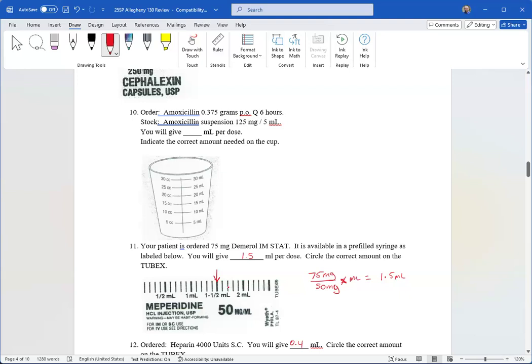So let's look at this one. This is considered a two-step because the order's in grams, but the available's in milligrams. So I'm going to convert that by just moving my decimal point over. So 375 milligrams, and then I'm going to take my 375 milligrams over my 125 milligrams times my 5 ml. Make sure that quantity is correct. It's not always one. This is where you can get the difference between 3 or the correct answer, which is 15.